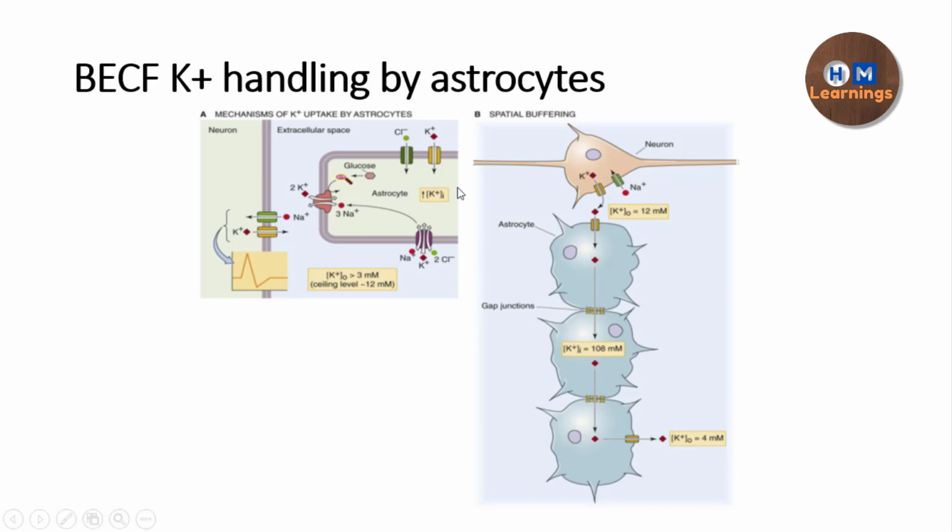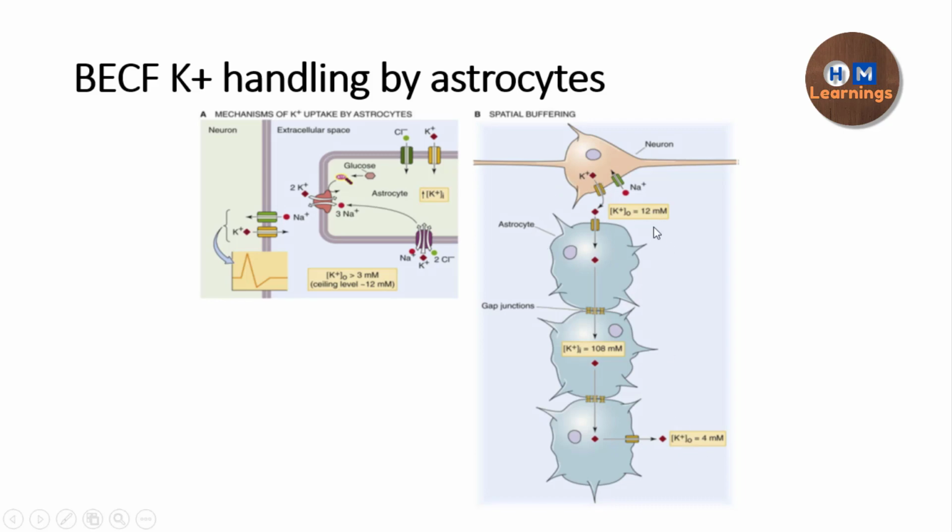The second property of the astrocytes which helps in spatial buffering is the gap junction. These astrocytes are connected to each other via gap junctions. With the help of these gap junctions, the potassium which has entered at this point can pass to another astrocyte, and then from this astrocyte, it can pass to another astrocyte. As it passes from high concentration of potassium to low concentration, the potassium concentration is decreasing, and finally the potassium is released back to the brain extracellular fluid. So this is called spatial buffering.